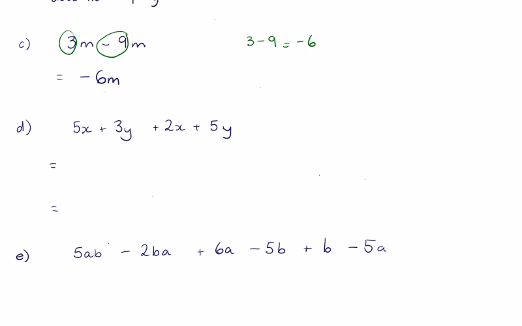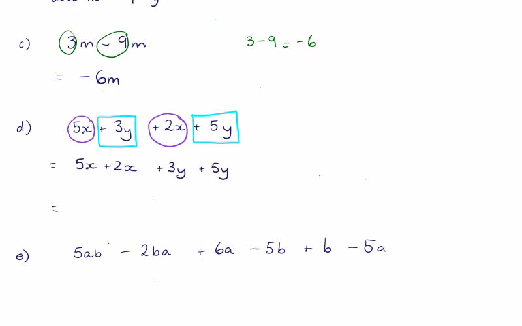This question here, what I'm going to do is rewrite it. So there's my 5x and the 2x. They're like. Notice that I'm circling that sign in front. Then I've got a plus 3y and I've got a plus 5y. So I'm going to put all the x's together. Then I'm going to put all the y's together. I'm just copying down everything that's in that question. So there's my x's, and there's the y's.